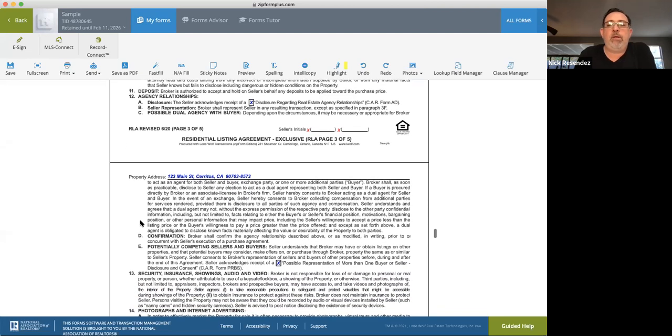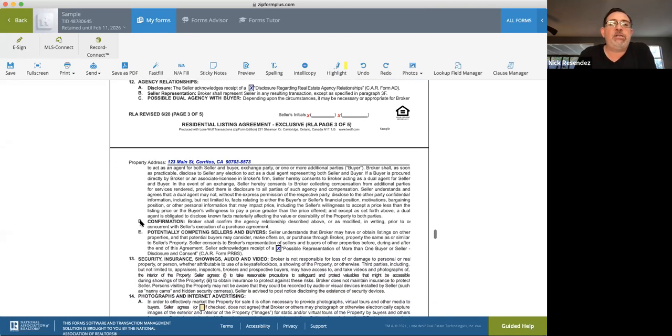The deposit, we're not really going to deal with that. Agency relationships. So we're acknowledging the disclosure regarding real estate agency relationships. We are telling the seller that we may have dual representation. We may represent the buyer and the seller, and this listing agreement authorizes us to do so. And we're also giving them the PRBS form, possible representation and consent to represent both parties.